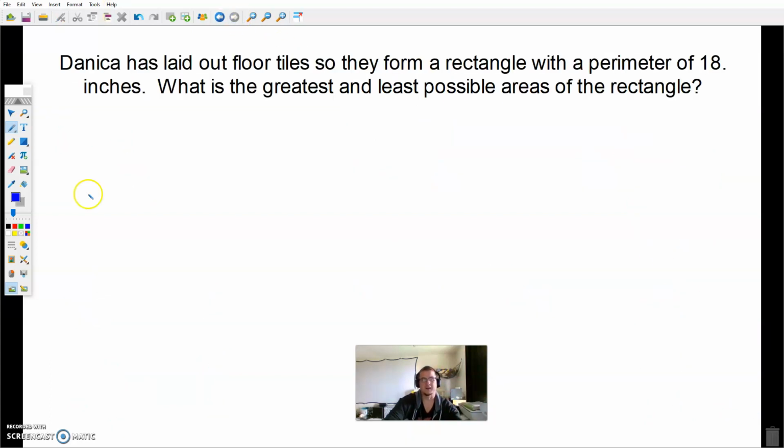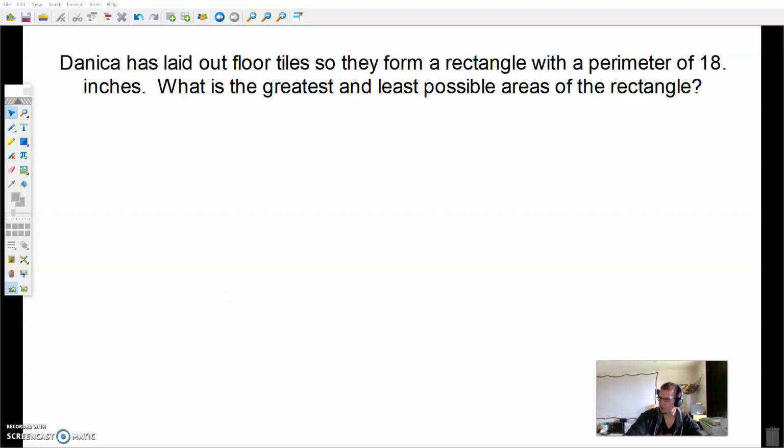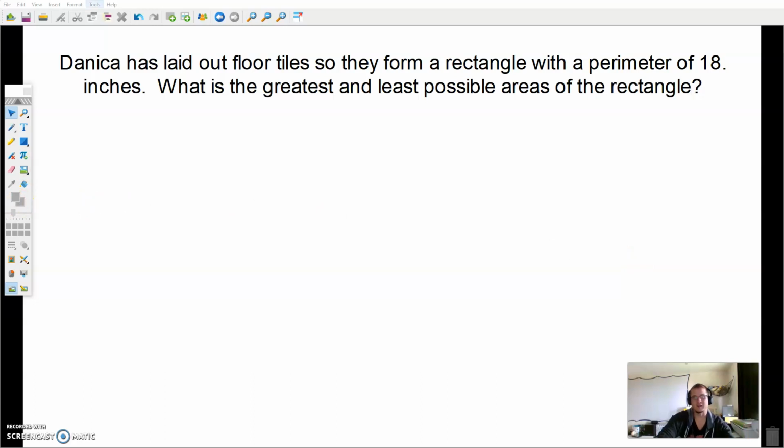Let's go ahead and finish this off by just taking a look at a story problem that we might have to deconstruct as we work through this, and then I'll let you off onto the lesson. Danica has laid out floor tiles so they form a rectangle with a perimeter of 18 inches. What is the greatest and least possible areas of the rectangle?